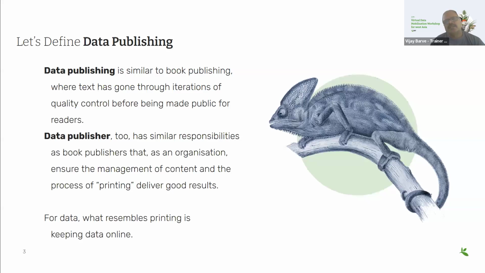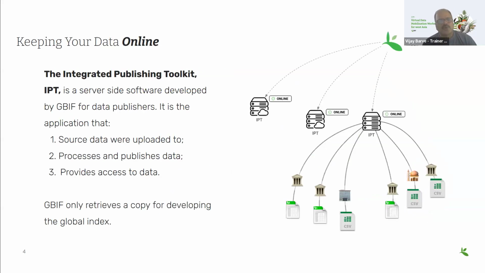And that is the reason GBIF lets publishers publish the data and not individual researchers. So you have to go through a publisher. The main purpose is to keep your data online so that GBIF is able to index it and serve it to the users according to their queries. So for keeping this data online, we use IPT, or the Integrated Publishing Toolkit.